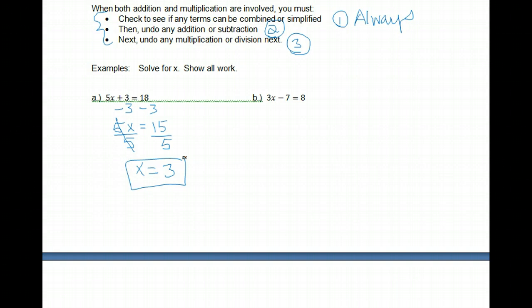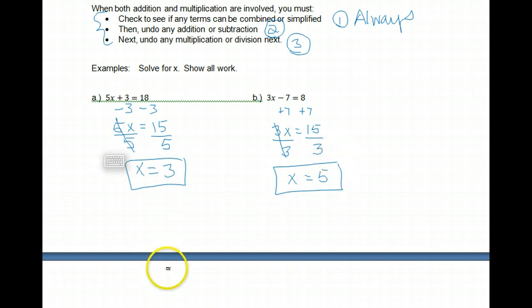Let's take a look at example B. The first thing that we would do is check to see if there are any like terms. There are none. So now we're going to undo our subtraction. The opposite of subtraction is addition. So we must add 7 to both sides of the equation. So 3x will equal 15. Next we have 3x, which is multiplication. To undo multiplication, we must divide. So we will divide both sides by 3 so that we can isolate x. 15 divided by 3 is 5. And we have now solved for x again.